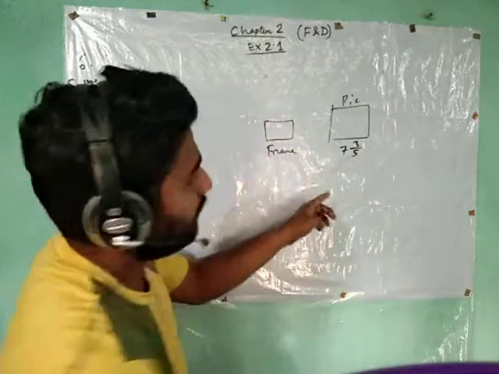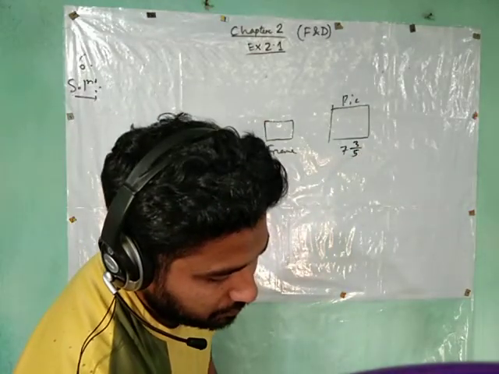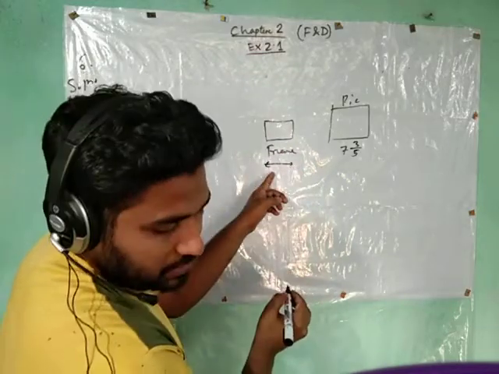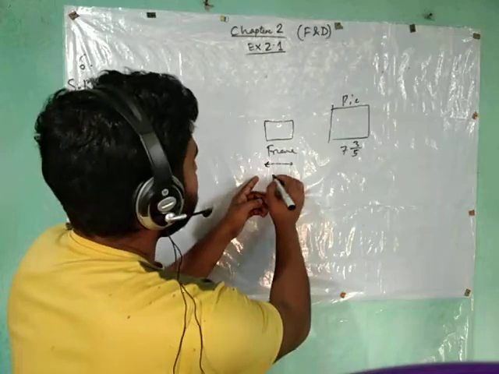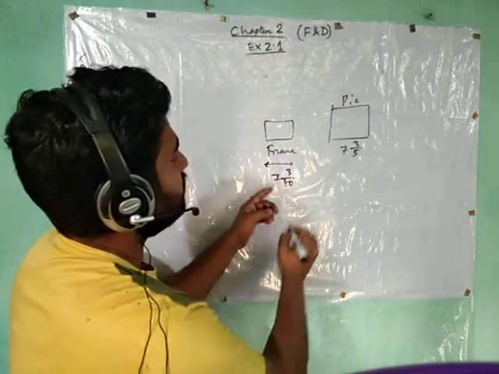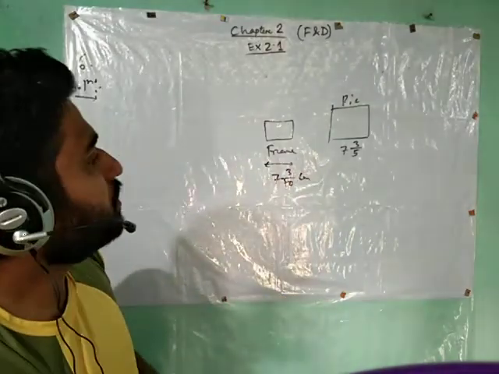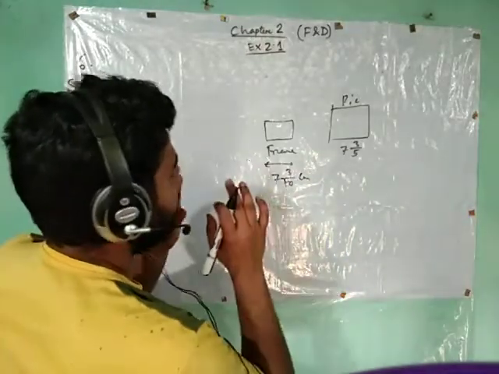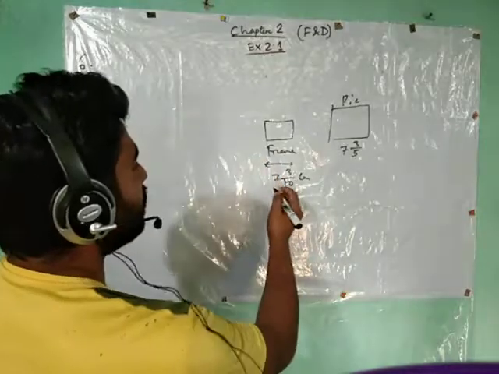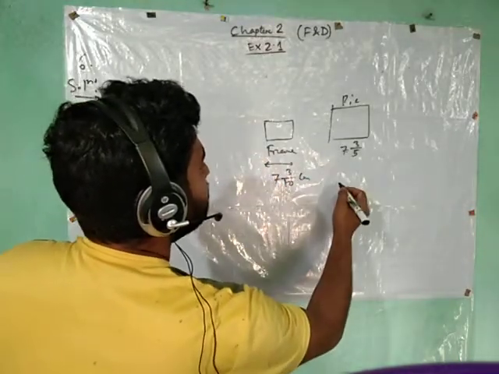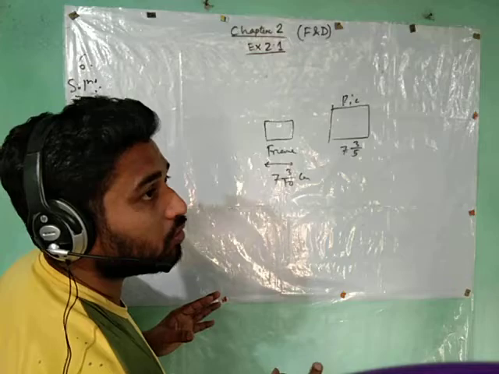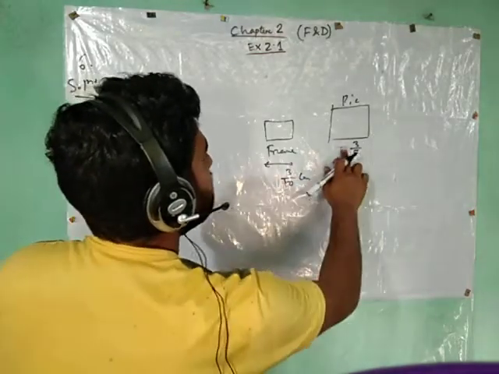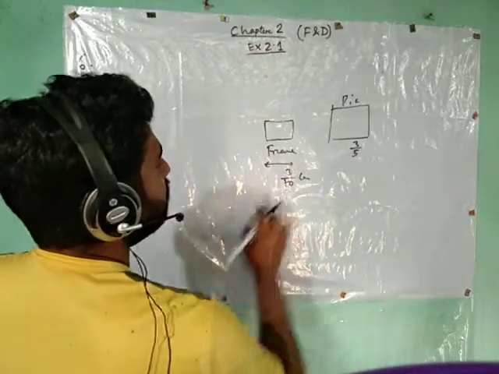and the width of frame, this one, is 7 3 by 10. So if you look at these two numbers, how will you know which one is greater? Very easy, because both of them have 7 as the whole number, so you need not consider them. If you remove them, what remains? 3 by 5 and 3 by 10.